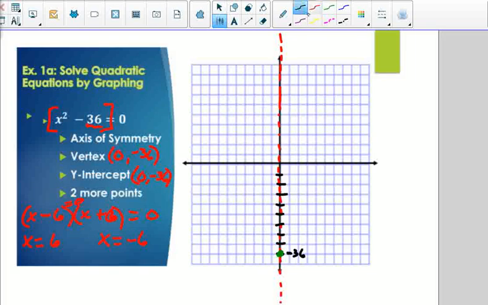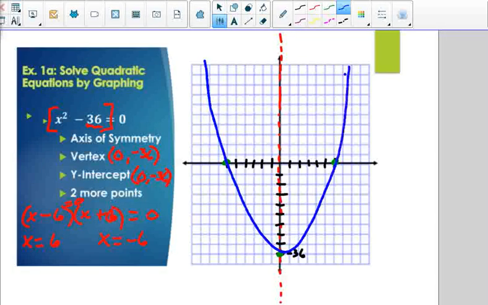Now, if I come to my coordinate plane right here, let's just count by 1s. Here's 6. Here's 4, negative 5, negative 6. Now I can plot my points. I have 0 and negative 36, negative 6 and 0, and positive 6 and 0. Okay, so then I have 3 points. I can draw my parabola. You can see it crosses the x-axis in 2 places. And the 2 places would be x equals 6 and x equals negative 6, my 2 solutions for this equation.